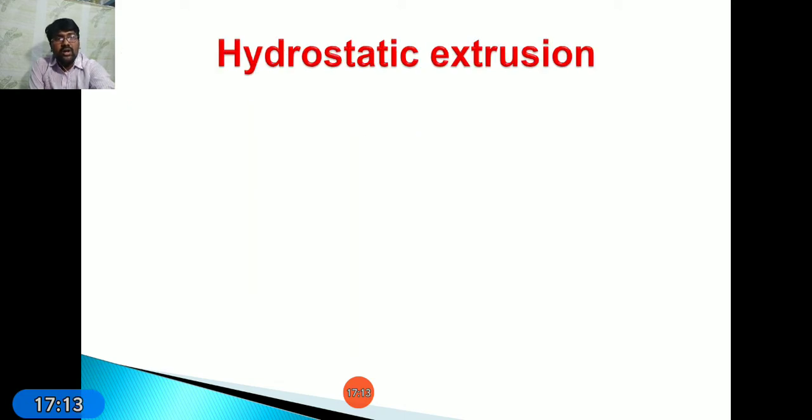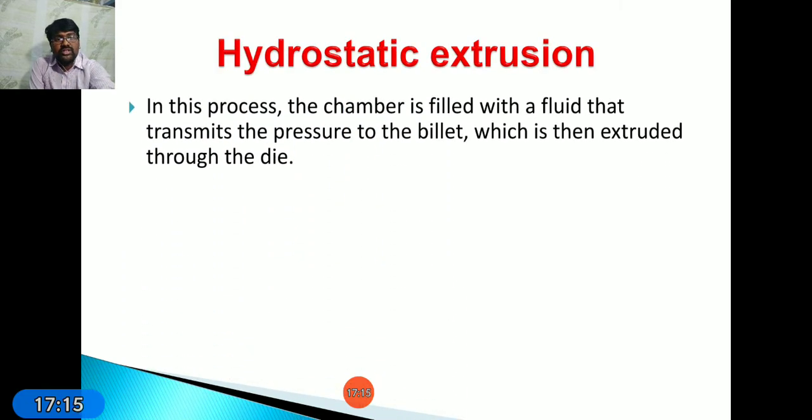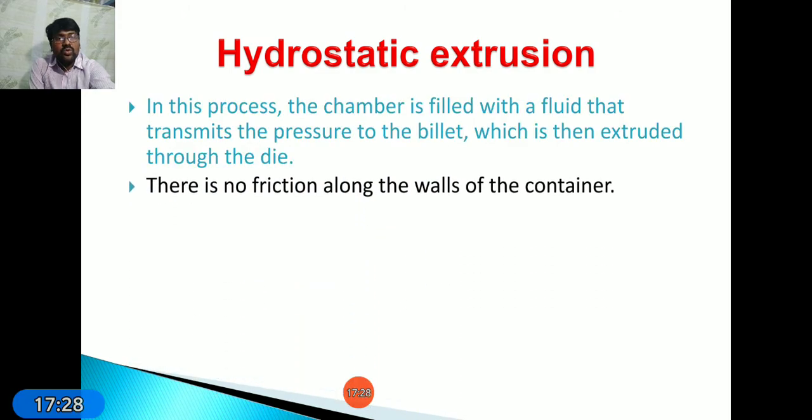Next, coming to the hydrostatic extrusion process. In this process, the chamber is filled with a fluid that transmits the pressure to the billet, which is then extruded through the die. Next, there is no friction along the walls of the container because we are using hydrostatic fluid. It will minimize the friction between the workpiece and container.